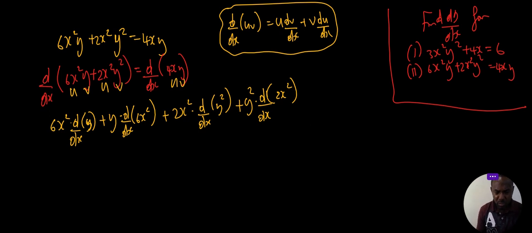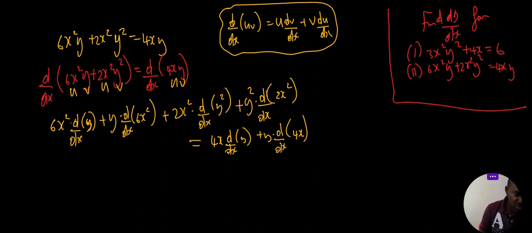So this time I'm actually showing all the steps in the breakdown of the derivatives. And of course that is going to be equal to 4x times d by dx of y plus y times d by dx of 4x. So now we can go ahead and do some little simplification. In this first term here we have 6x squared dy by dx. Then we have plus, when we differentiate 6x squared, we get 12x. And we're going to multiply that by y to give us plus 12xy.